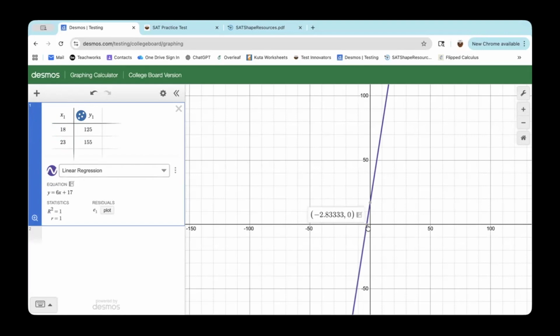And then we're looking for the x-intercept, which is negative 2.83 repeating. So the downside of doing it in Desmos is you get that decimal. But we're going to go back to the answers and figure it out. So we get negative 2.83 repeating. So I go back.